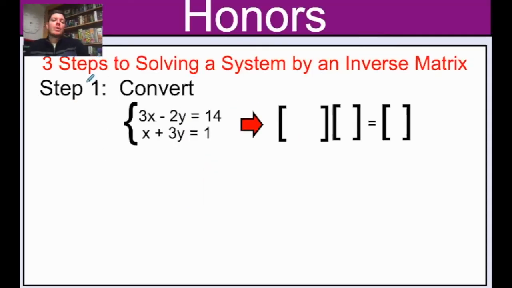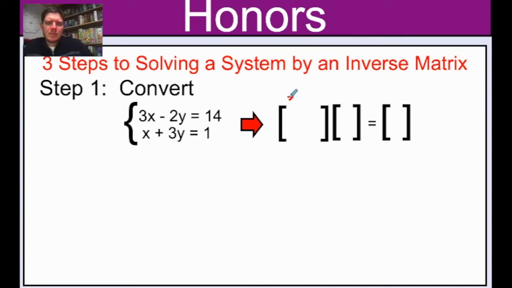Okay, so last lesson we learned how to convert a system of equations to an equation of matrices. So we're going to do that here. Let's say that we want to solve this system of equations. This is going to be a three-part system. First, we're going to convert the system into matrices. Let's do that first.